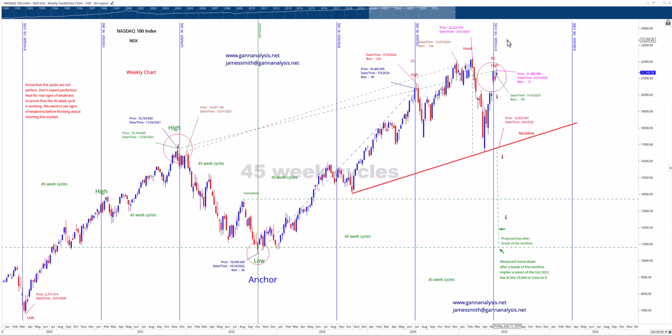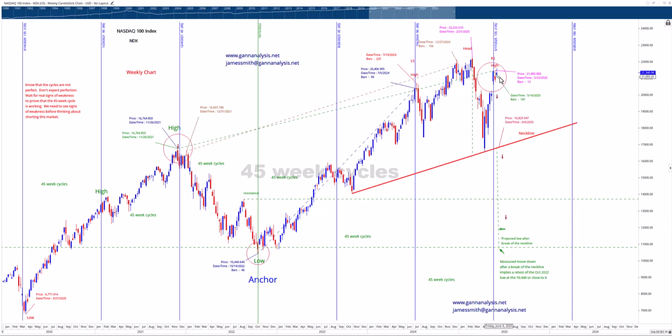The head and shoulders pattern is only activated once you take out the neckline. So you have a huge distance from where we closed last week to the neckline. So it's way down at 16,825. So some people might argue that that's too far away, but I'm just showing you the pattern, how far it has to go to trigger that head and shoulders pattern. So technically you don't have a sell from the head and shoulders point of view until you close below this line here, and then that projects a move down here.